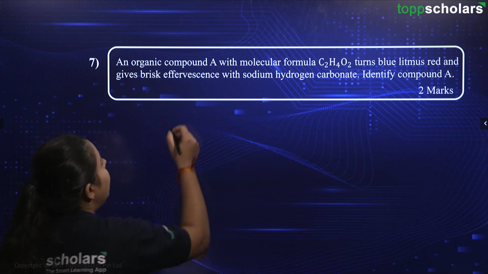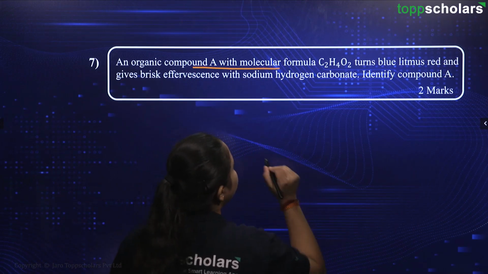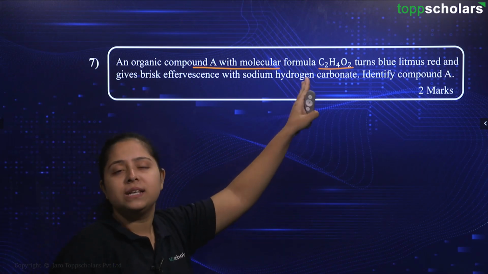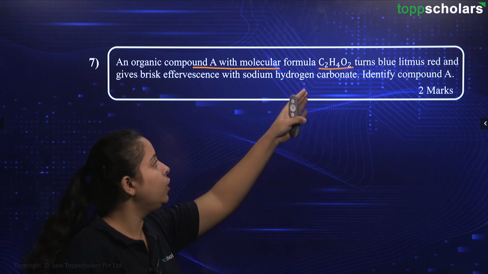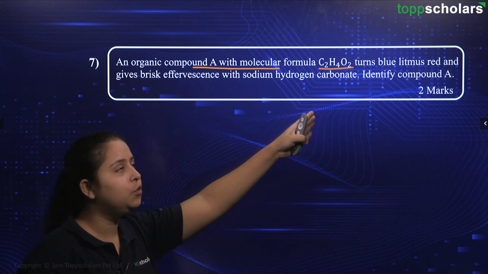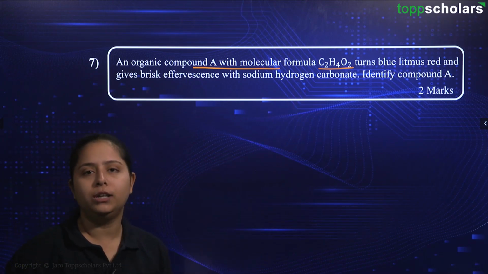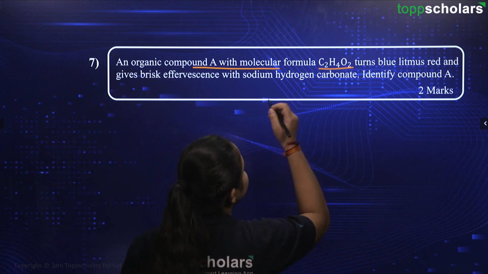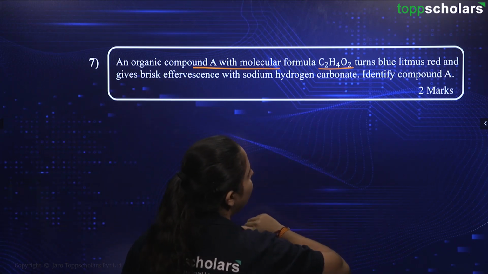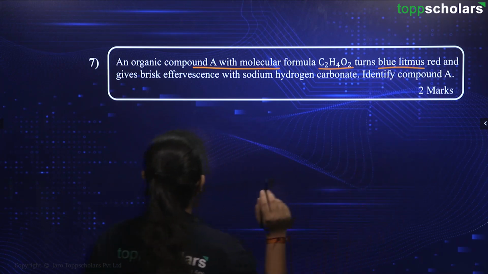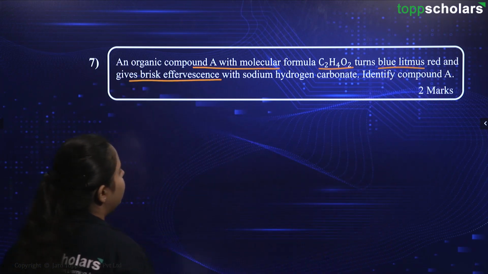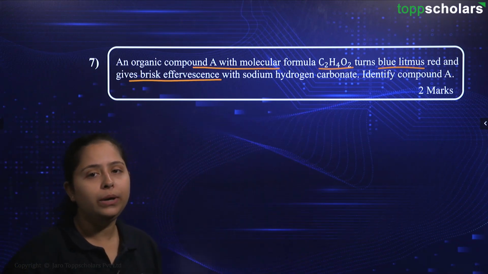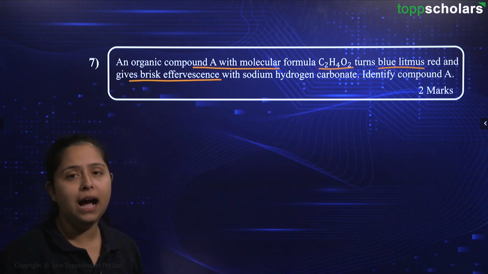It states that an organic compound A with molecular formula C2H4O2. Now this compound is given to you in empirical form. You cannot identify which is the functional group by just looking at this formula, right? So let us have the question. An organic compound A with molecular formula C2H4O2 turns blue litmus red and gives brisk effervescence with sodium hydrogen carbonate. Identify the compound A. Okay, that is the question that is being asked.